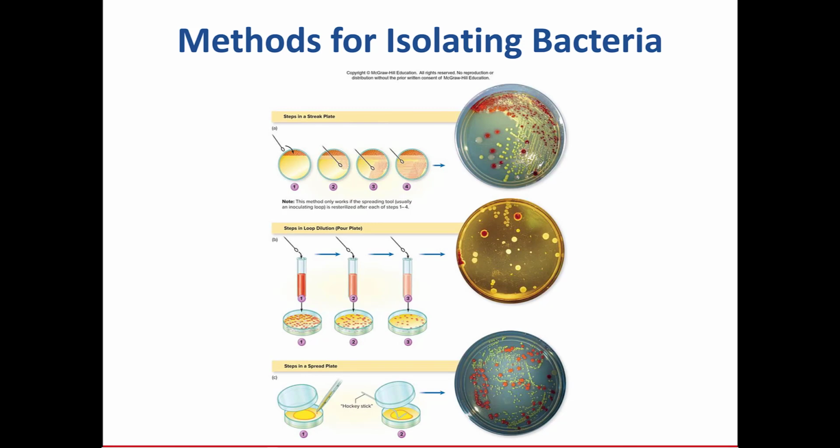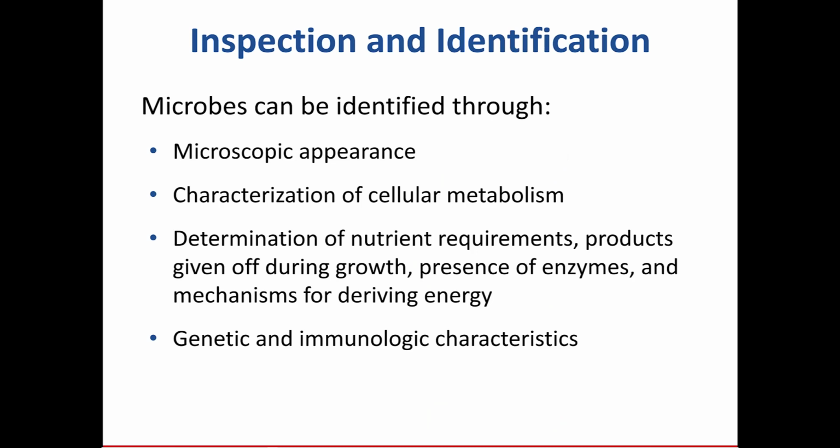So a spread plate, we can pour the bacteria on a plate, and then we use what's called a hockey stick. It looks just like a hockey stick, and usually we have a platter underneath it and spin this, and then you can evenly distribute those, and so I'll show you some videos of that.